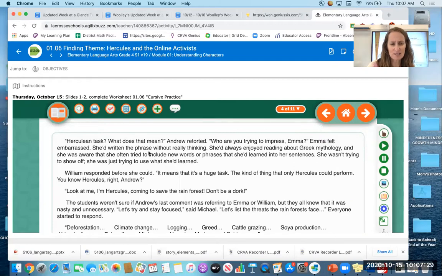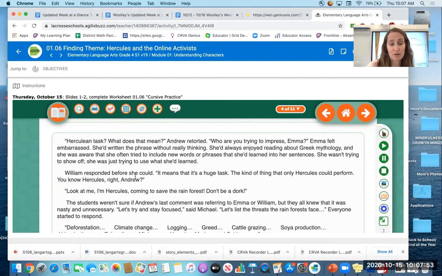Herculean task? What does that mean? Andrew retorted. Who are you trying to impress, Emma? Emma felt embarrassed. She'd written the phrase without really thinking. She'd already enjoyed reading about Greek mythology, and she was aware that she often tried to include new words or phrases that she'd learned into her sentences. She wasn't trying to show off. She was just trying to use what she'd learned.